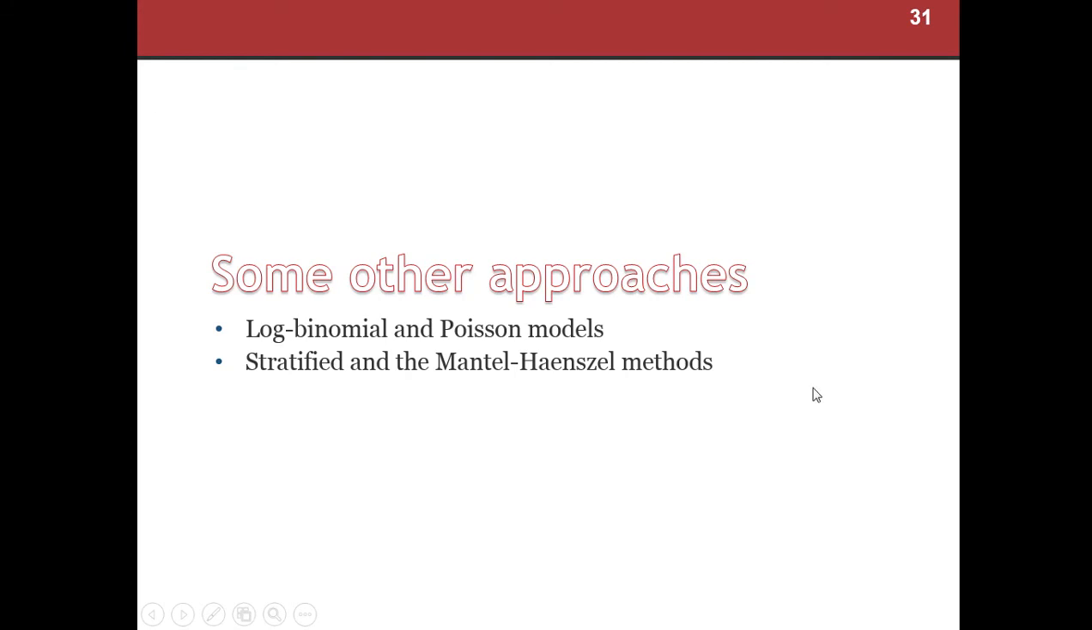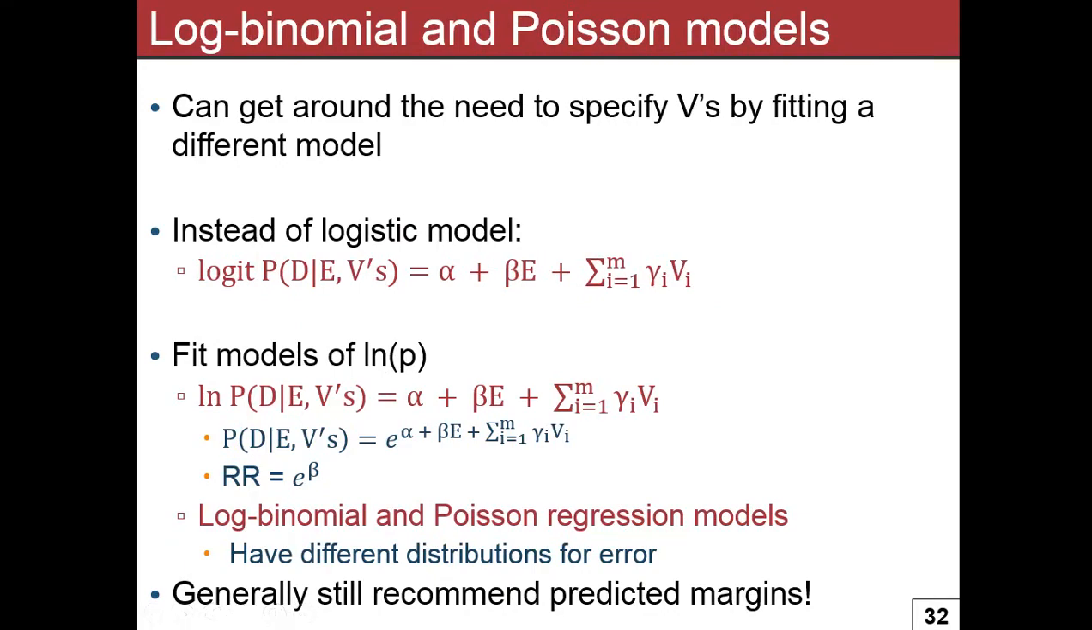Okay. The log binomial method is the following. I want to just show this conceptually because this is used a lot in the world. There's a really easy way to get around this specifying V's business. It's called fit a different model. You ditch the logit model, where we saw that the V's don't cancel, and instead you fit a different thing called the log binomial model, which is you take the log of P, not the logit of P. The logit's the one with 1 over 1 plus the minus. This is just the natural log.